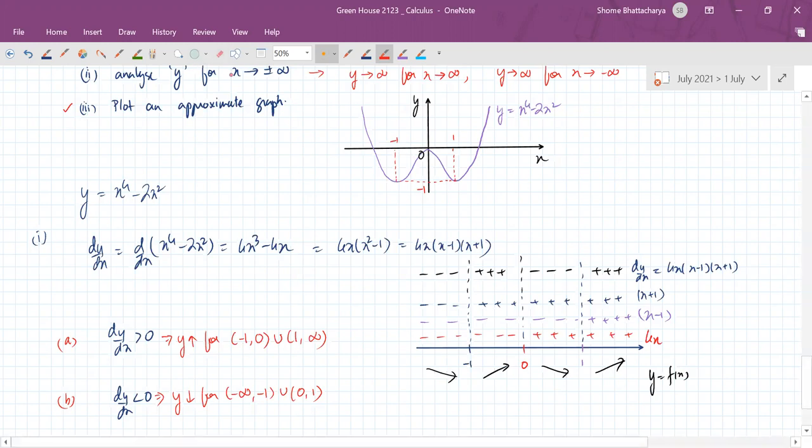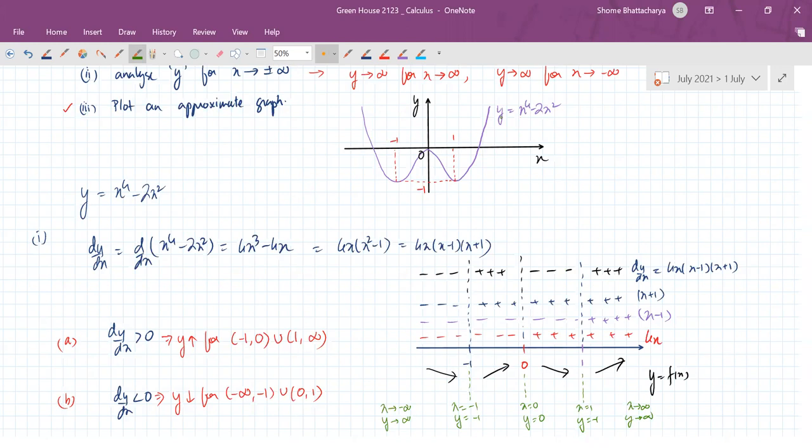Now next, what I've done is I've analyzed the function not only at plus minus infinity, I've also analyzed it at the point x equal to minus 1. I've analyzed that the value of y becomes minus 1. At x equal to plus 1 also, the value of y becomes minus 1. And at x equal to 0, the value of y is 0. And for x tending to minus infinity, the value of y tends to infinity. That's why it's decreasing like this, as you can see in the graph. Okay. And again, at x tending to infinity, y tends to infinity.